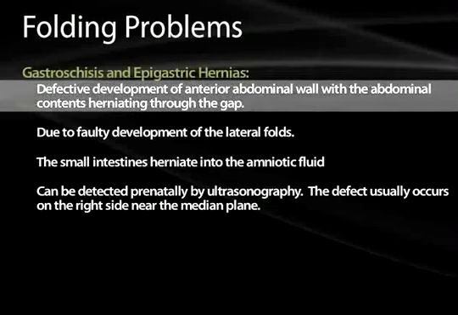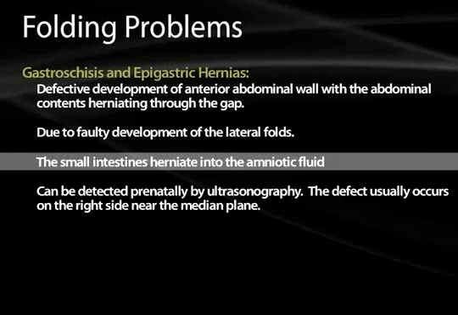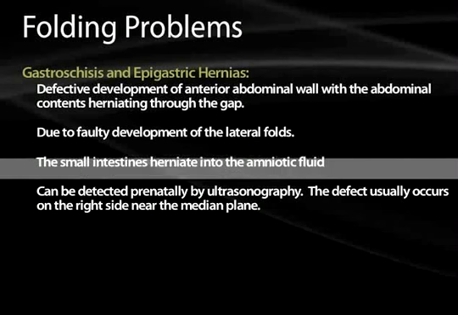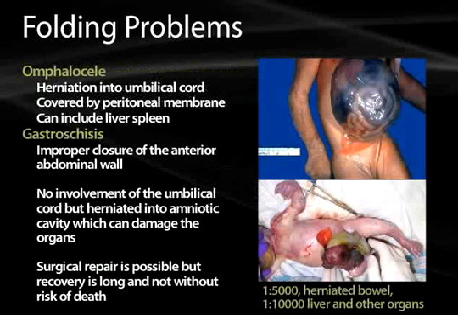These are going to be defective developments of the anterior abdominal wall, and the abdominal contents will herniate through these gaps. And they're because of the faulty development of the lateral folding. The small intestines will oftentimes herniate into the amniotic fluid, and then this can be detected prenatally by ultrasound, and the defect usually occurs on the right side near the median plane of the umbilical cord.